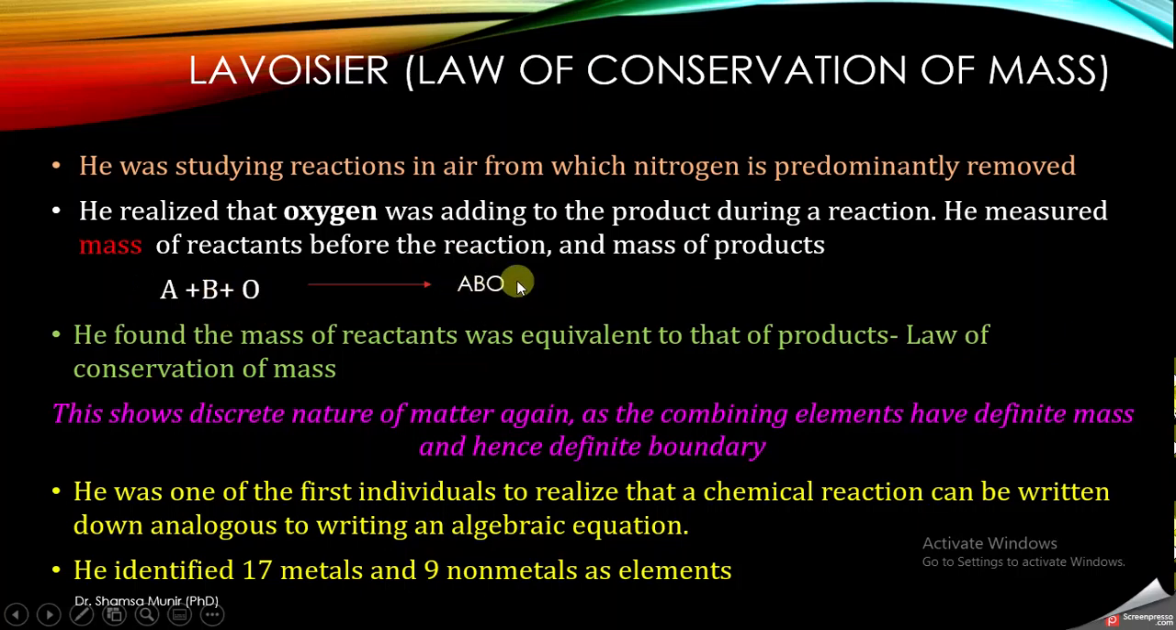mass of the products. But from this experiment, he also understood that matter has a discrete nature, because he was measuring the mass of these discrete particles, these discrete units. They can have masses if they are discrete elements or discrete units. So this again shows the discreteness of matter. He was also one of the first people who realized that chemical reactions can be written down in the form of algebraic equations like this, and he identified 17 metals and 9 nonmetals as elements as well.